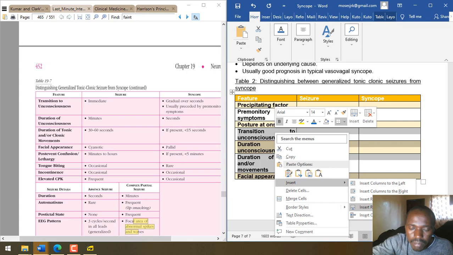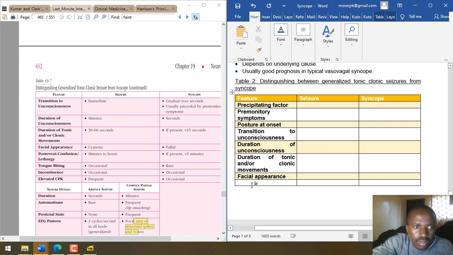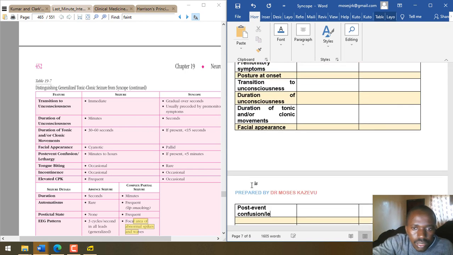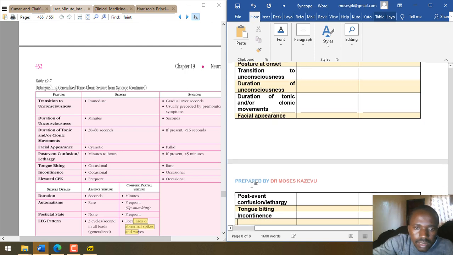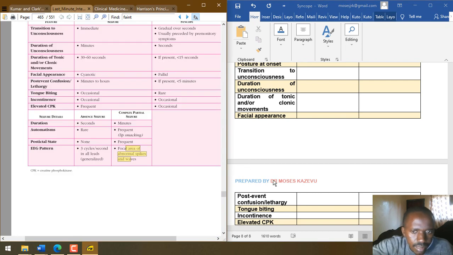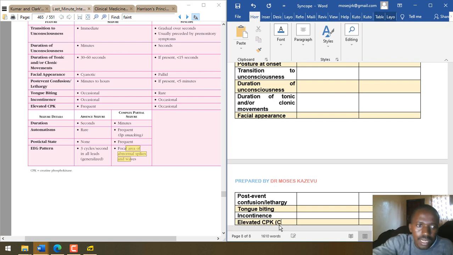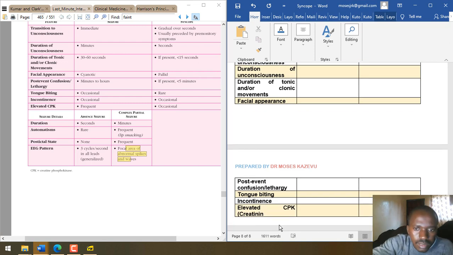Okay, so post-event confusion or lethargy, tongue biting, incontinence, elevated CPK. That's creatine phosphokinase? Yes, it should be creatine phosphokinase.